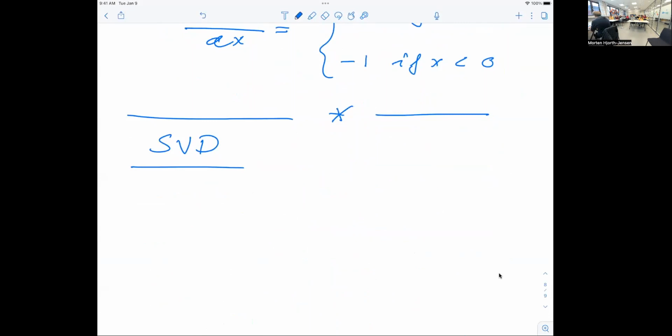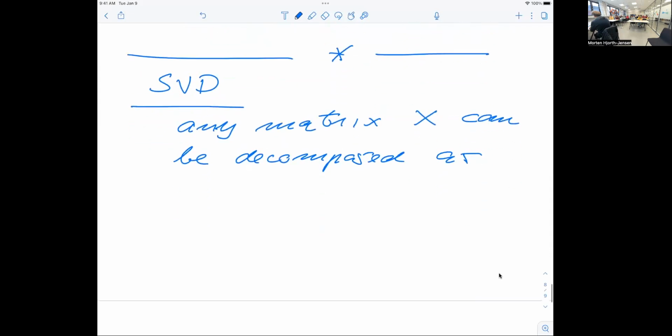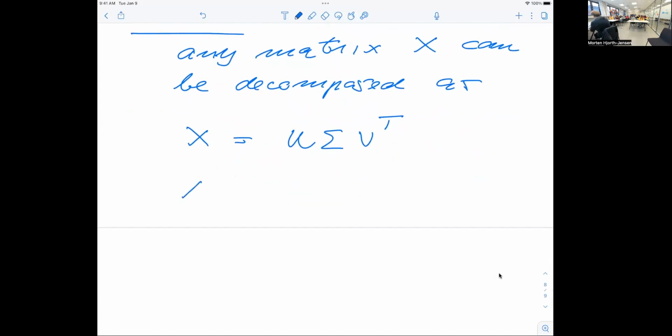So any matrix, which I just call X, can be decomposed as, so we would now have a matrix X in terms of an orthogonal matrix U times this matrix we call sigma and times a matrix V transpose. So let's just write down some of the basic properties, and this is where we're going to start next week.